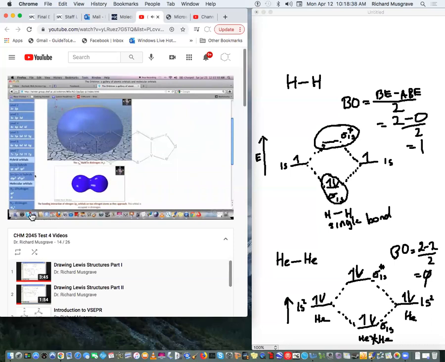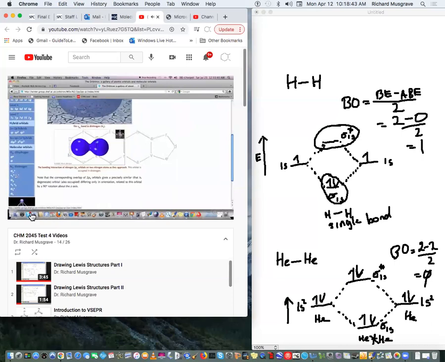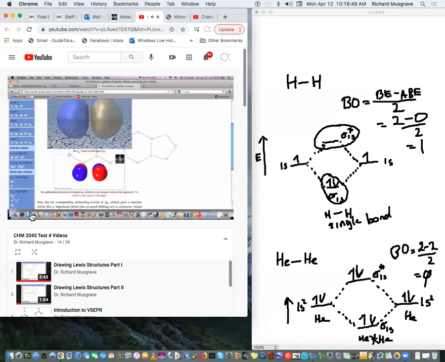Let's take a look at the anti-bonding on this one. It's a little bit easier to see. And again, you can see that you've got the blues trying to combine with the reds and they can't. The red trying to combine with the blue and it can't. So we don't get a pi bond out of this. We just get an anti-bonding type situation out of that one.